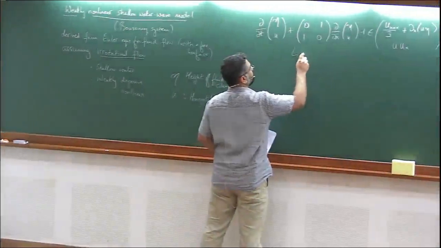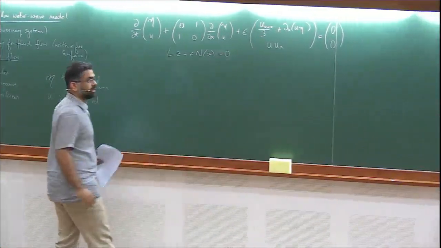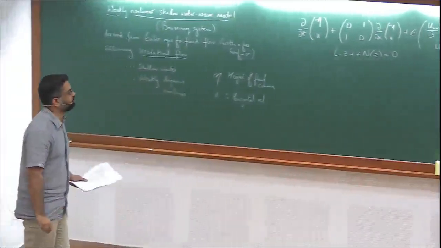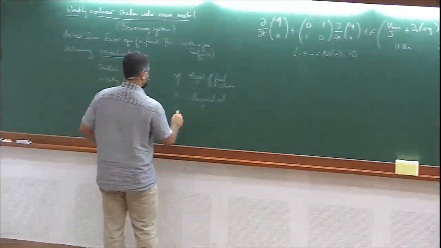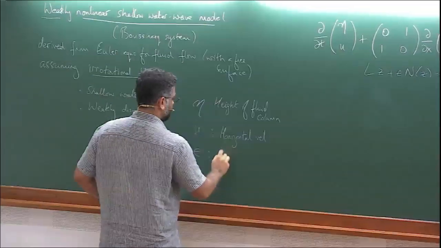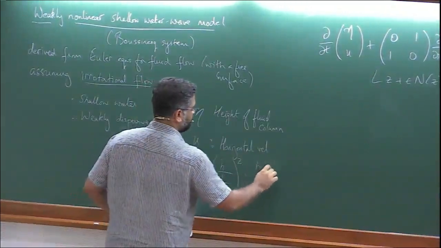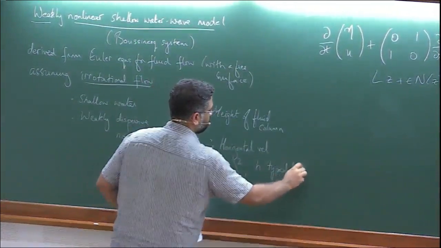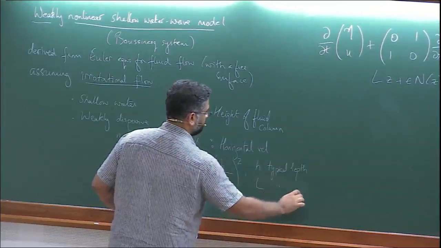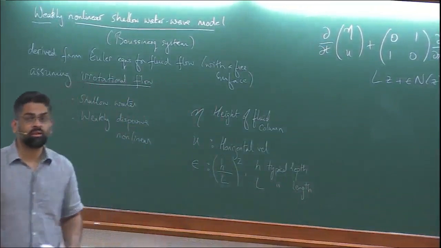It's of the form Lz plus epsilon N of z, where N is not really nonlinear, because it's the linear part. And we're going to do the same thing as always. Might as well give you this. Epsilon is like h over L squared. So h is a typical depth, and L is a typical length. So if you want to think about it, it's actually a good way to think about it.